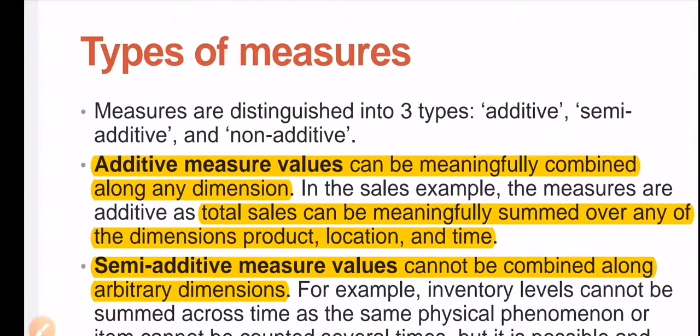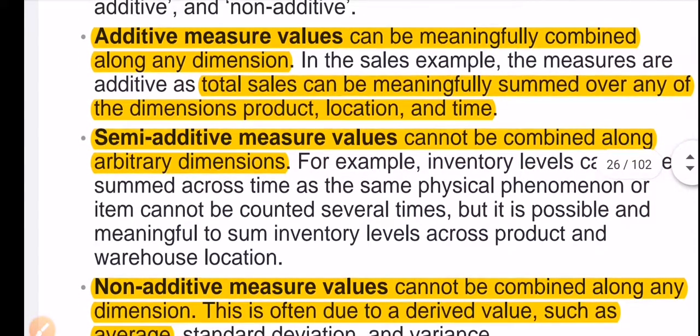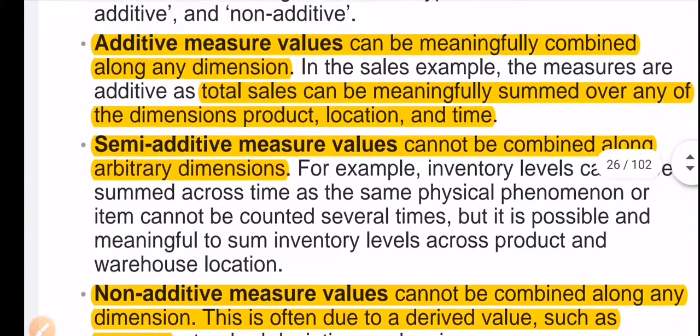Types of measures, the values inside the cells. So we may have any of the following. The first one is the additive measure. Values can be meaningfully combined along any dimension, such as total sales that can be meaningfully summed over any of the dimensions: product, location, and time. If we can use all the dimensions, then it is an additive measure.